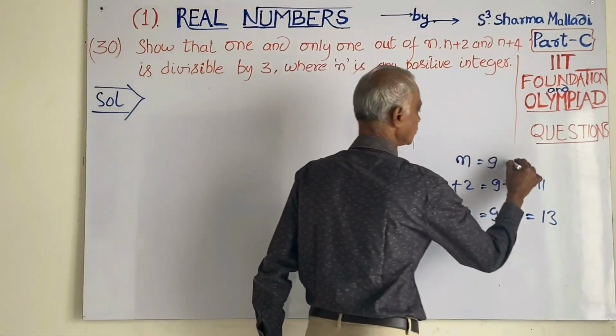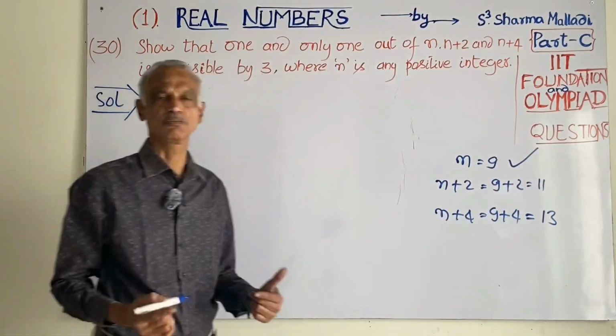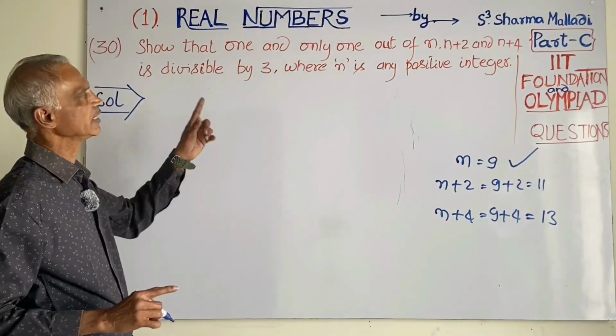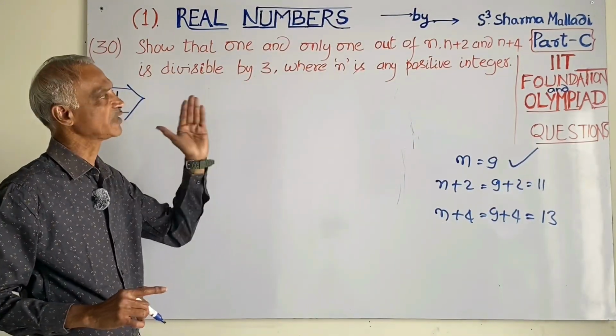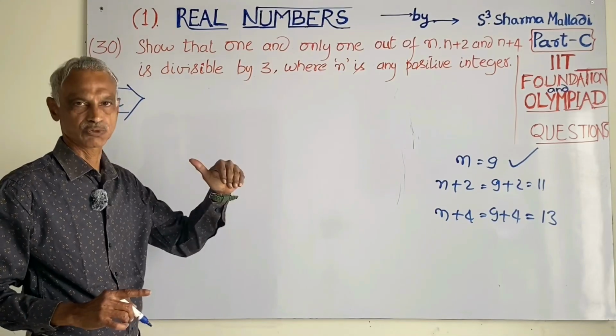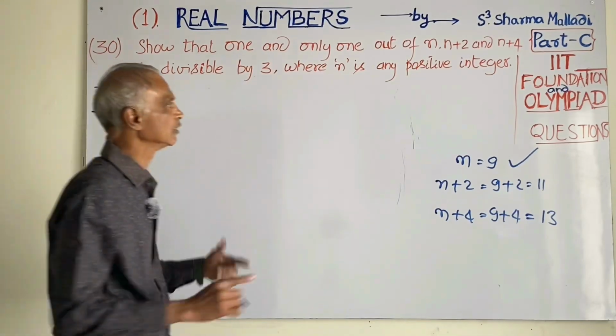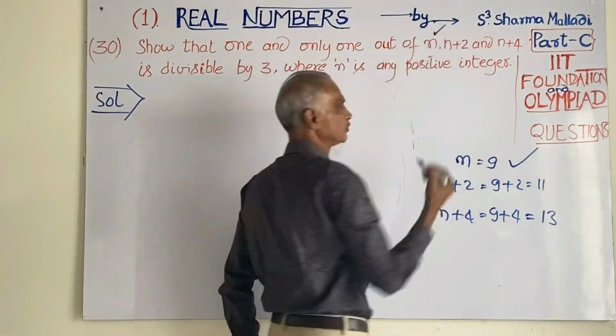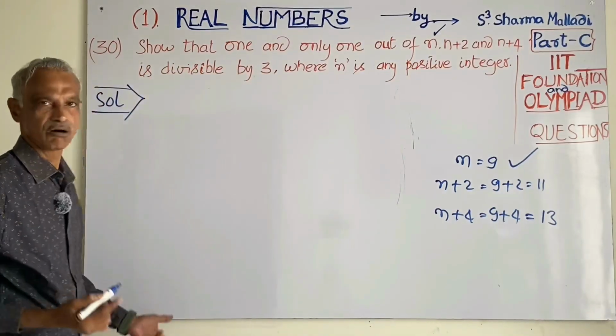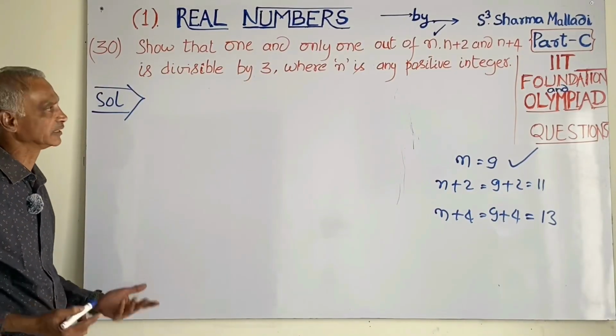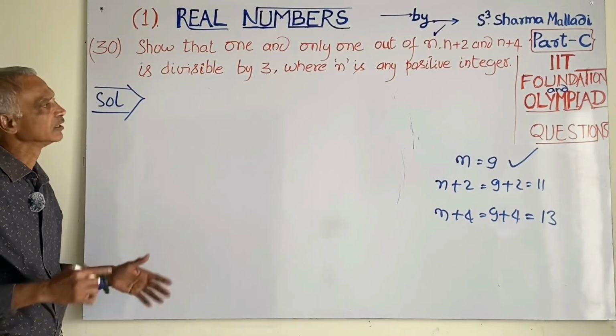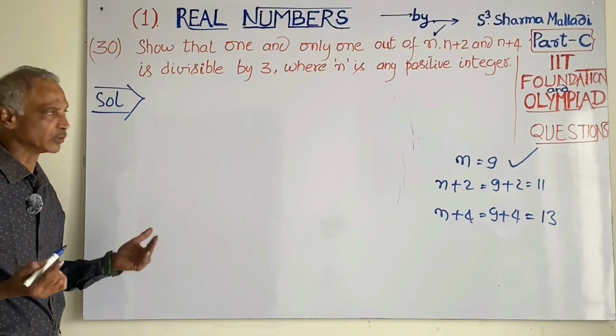Only n is equal to 9 is divisible by 3, as one and only one out of n, n plus 2 and n plus 4 is divisible by 3. Only n, if you take n is equal to 3 or 9, which is divisible by 3, it is not divisible by n plus 2 and n plus 4.